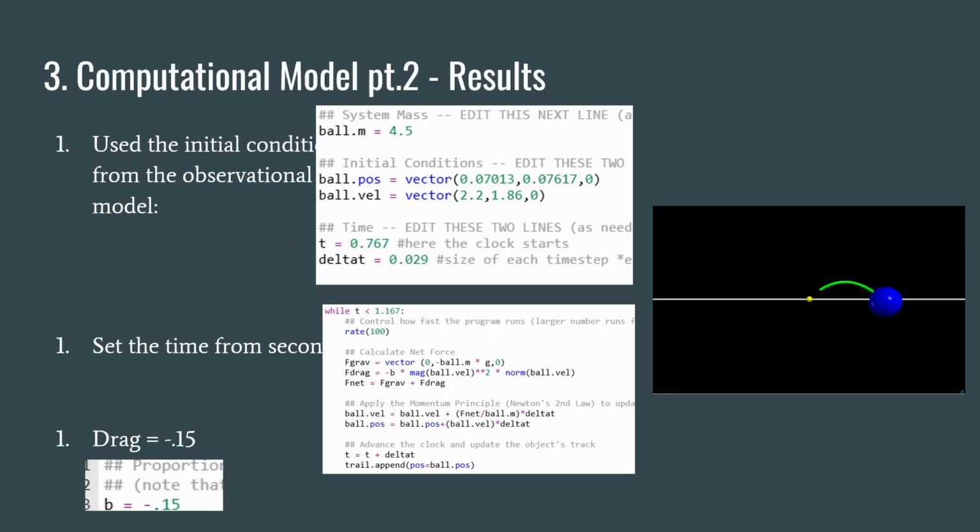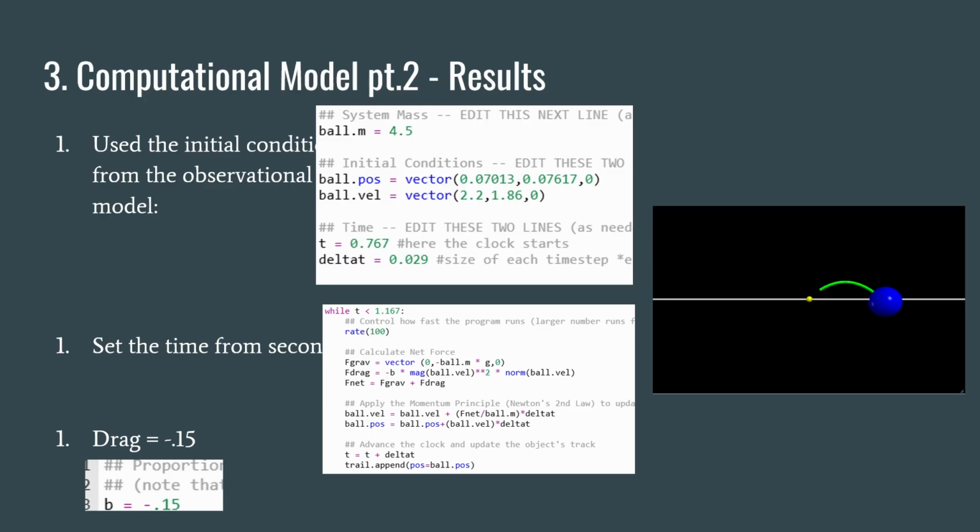In step 3, we make our computational model, and basically we put in our initial conditions: our mass, our position, and our velocity, and then also our initial time, and then we step the time based off of an average time. And then we run our computations for net force, finding the momentum, and updating your velocity and your position, and then updating your time.